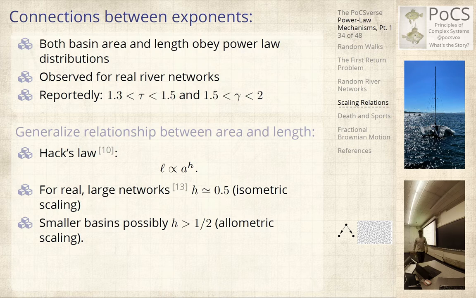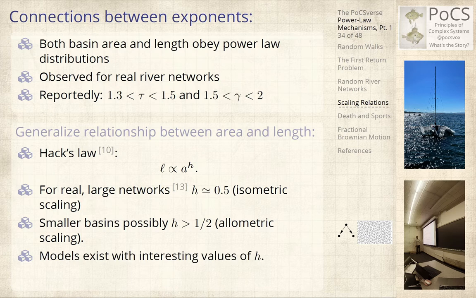But in fact, for large networks, it turns out there's a paper towards the end of the 90s that said actually the big outer basins basically look like isometric scaling. So it is what you should think. But it seems maybe there's some allometric scaling for smaller ones in certain places, right? They tend to become thinner as you get to larger and larger basins, which is what that means. Okay, there are certainly models that exist with interesting values of H, and they all kind of fit together, right?